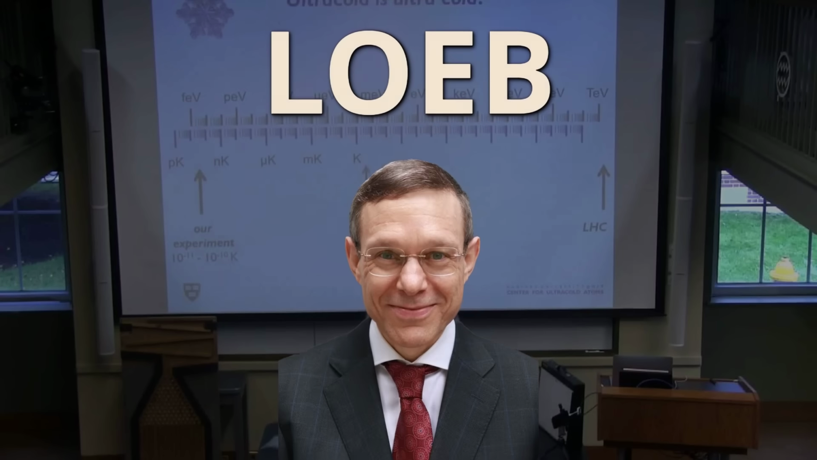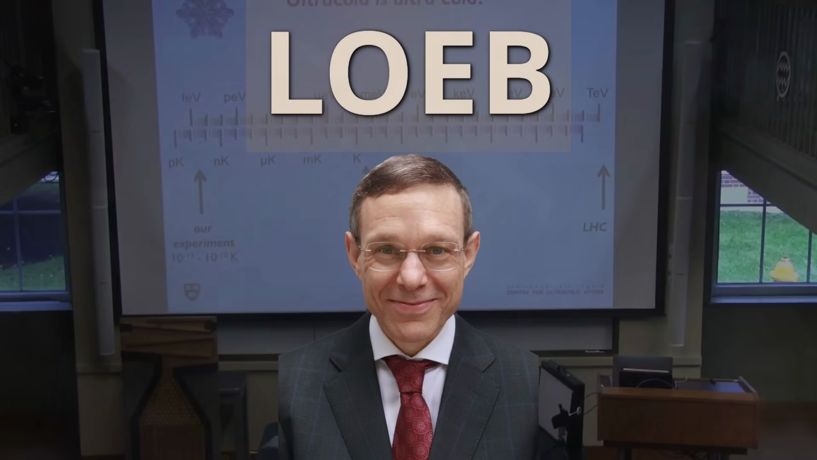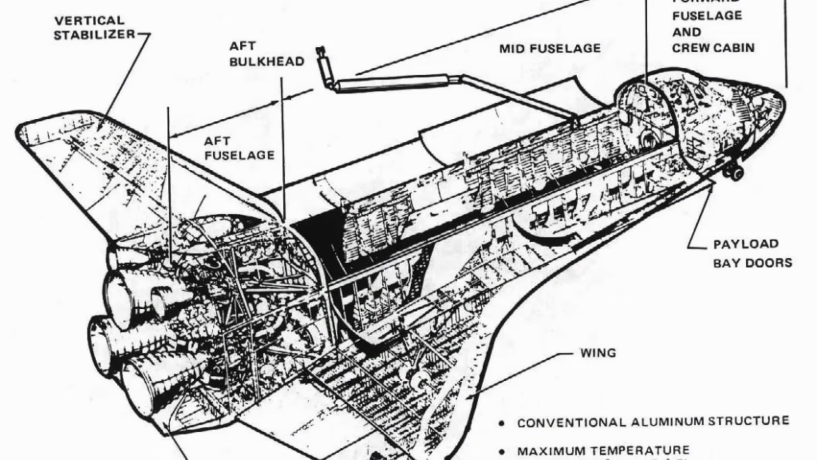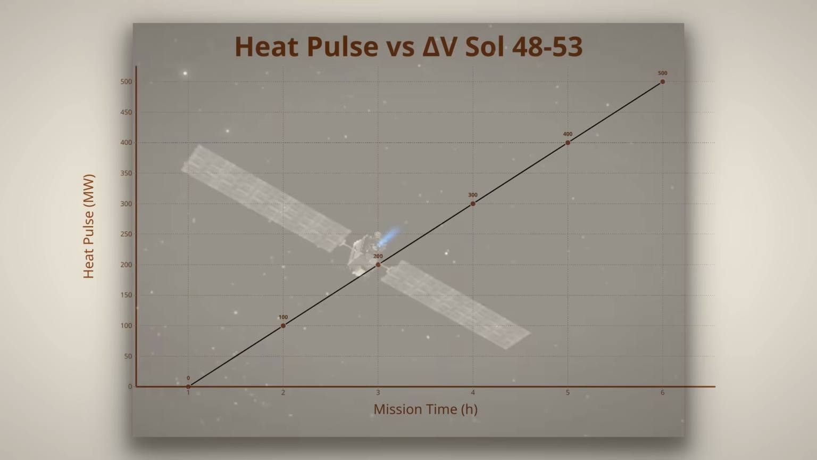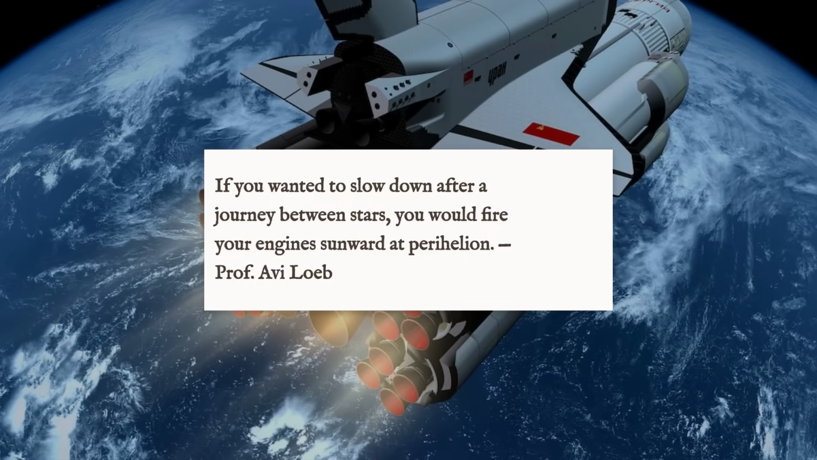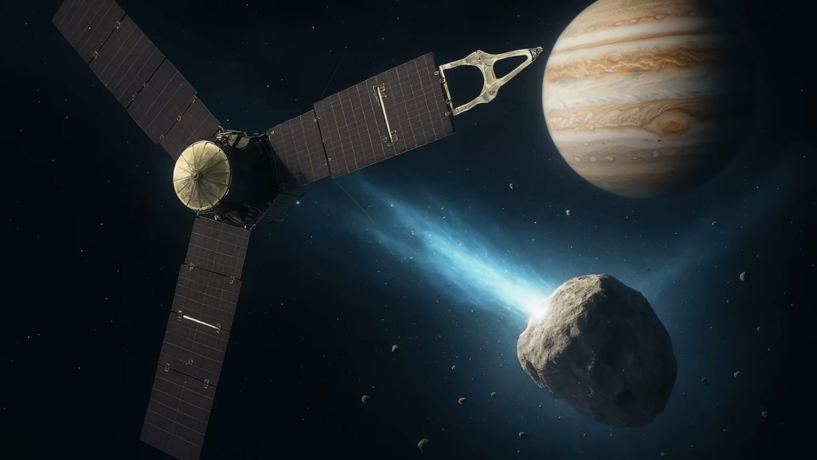Avi Loeb, the Harvard astrophysicist who once staked his reputation on Oumuamua, wasted no time weighing in on the 3I/Atlas files. The intercepted telemetry, he argued, read like a blueprint for propulsion. Each heat pulse, each course correction, lined up with what you would expect from a ship using ion drives, engines that push against the void not with fire, but with electric fields and charged dust. In Loeb's words, if you wanted to slow down after a journey between stars, you would fire your engines sunward at perihelion. That's exactly what Atlas did.